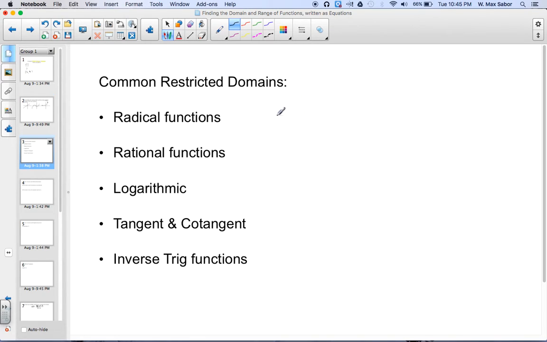Now, we start restricting domains when we have radicals, fractions, rational functions, logarithms, and then some of the trig functions also have restricted domains. We're going to focus on these, and these are going to be more of a big deal when we're talking about trig.